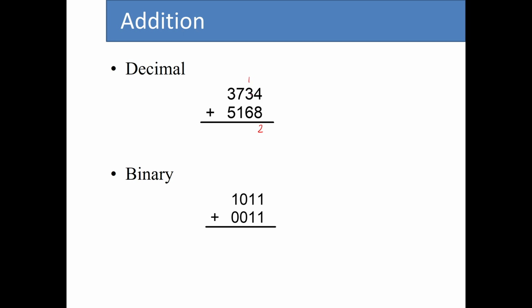Now we have 1 plus 3 plus 6. The answer is 10, so 0, and 1 is carried over to the next digit. We have 1 plus 7 plus 1, which is 9, and there is no carry to the left. And then finally we have 3 plus 5, which is 8. So the addition of these two numbers equals 8902.